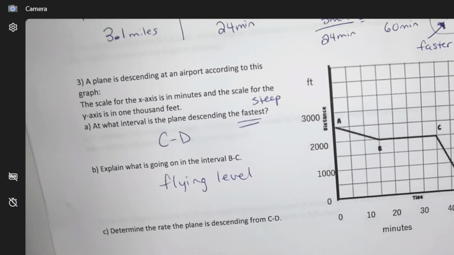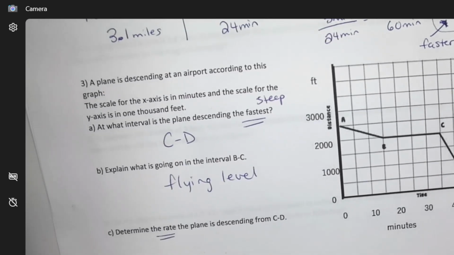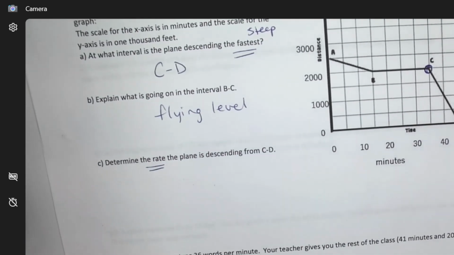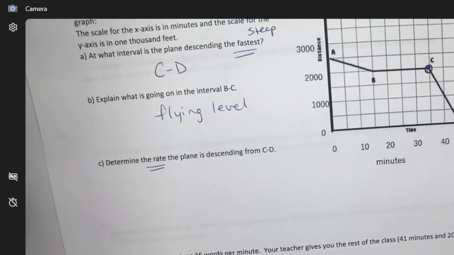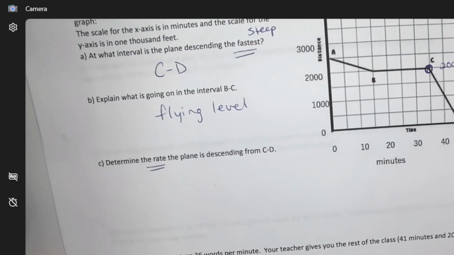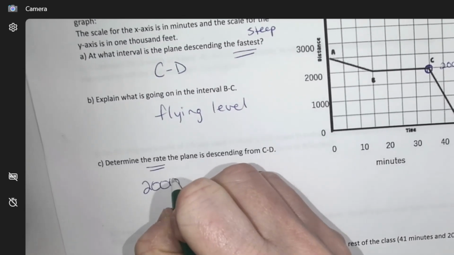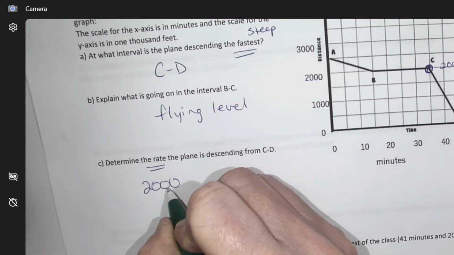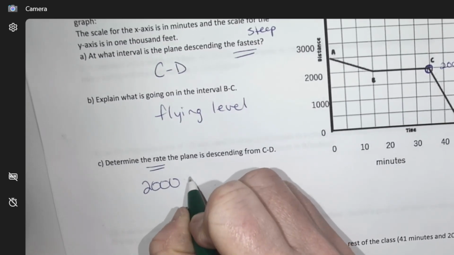And I actually want you to figure out the rate in this C to D section. So how much distance has moved in this zone? From here to here, how much distance have you moved? This had a height of 2,000 and this had a height of 0. So then it's 2,000. What are we in feet?